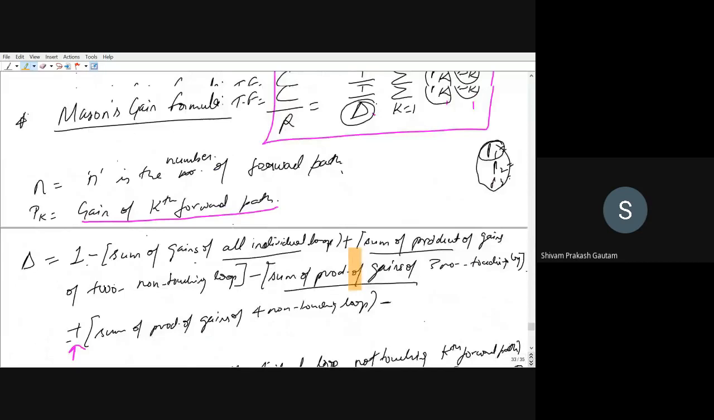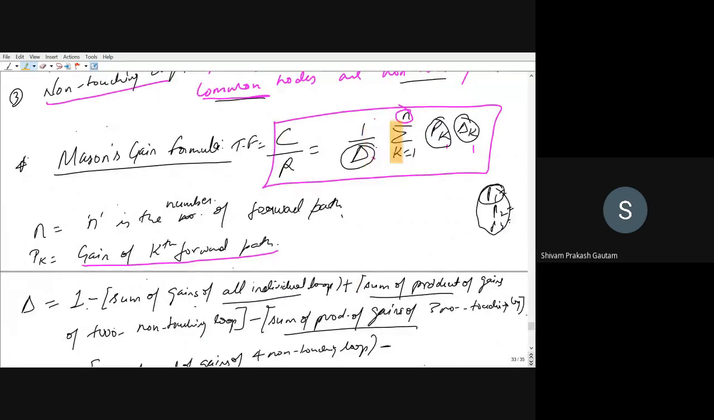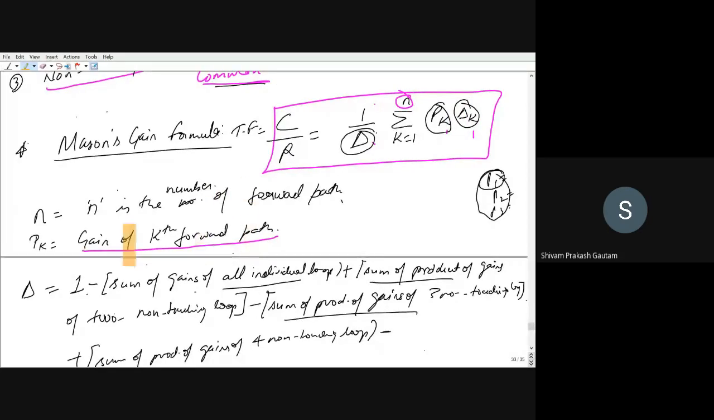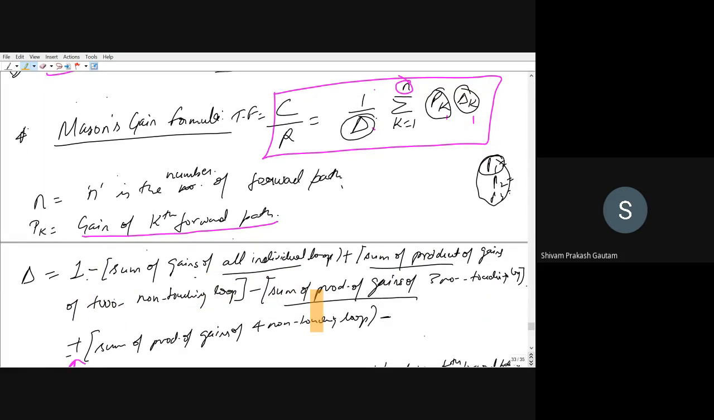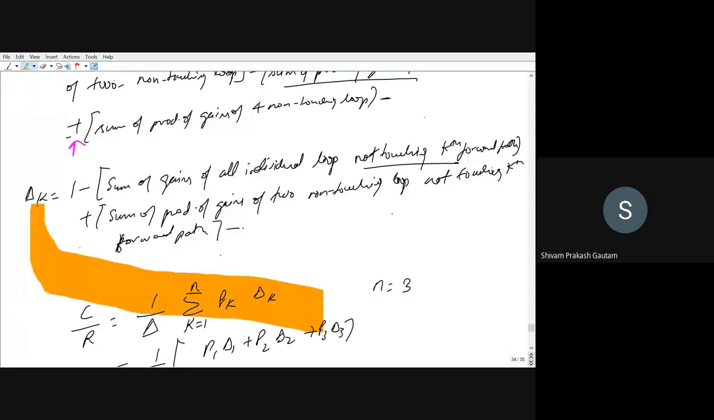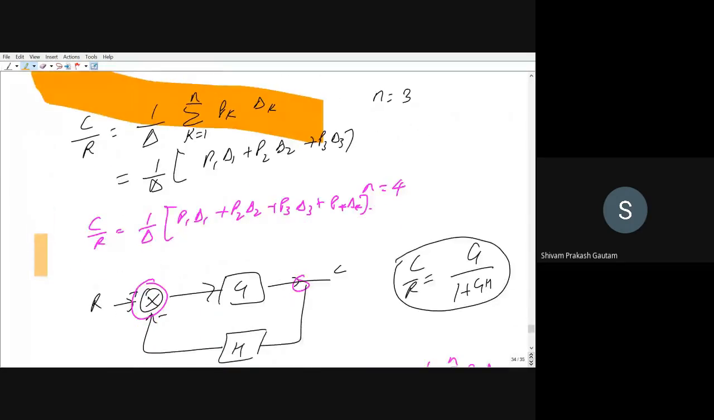Then we have seen Mason's gain formula, which is 1 by del, summation of k equal to 1 to n, Pk del k. You have seen the definitions. N is the number of forward paths. Pk is the gain of the kth forward path. How to calculate del? 1 minus the sum of gains of all individual loops, plus the sum of products of gains of two non-touching loops, minus, and so on. We will see how to calculate this while solving examples. Then we have del k, which we can calculate as well.